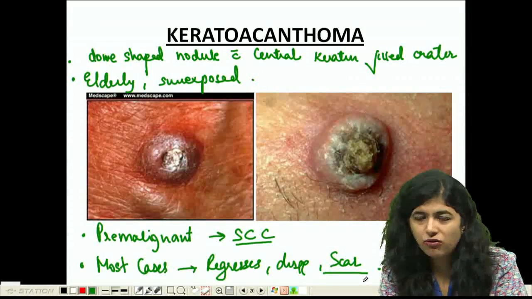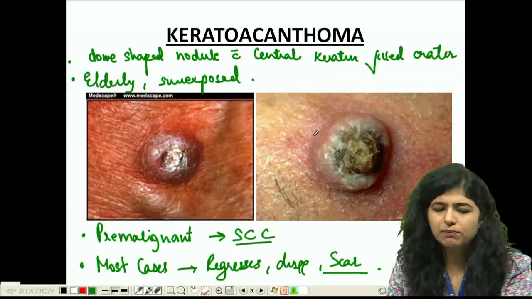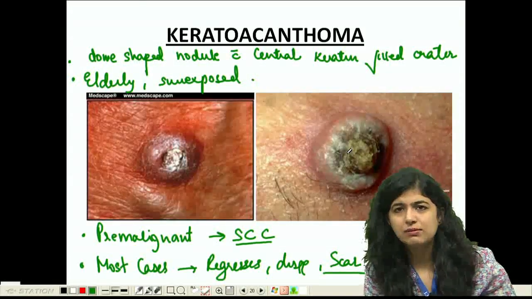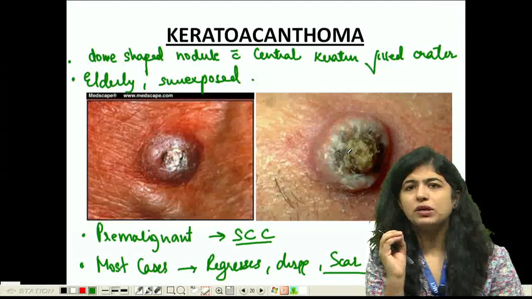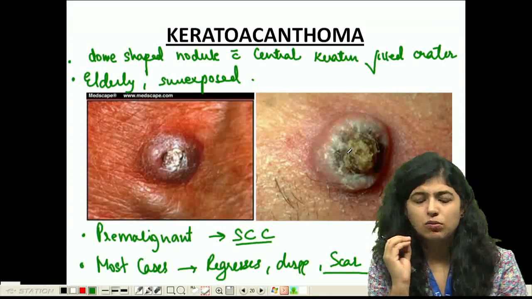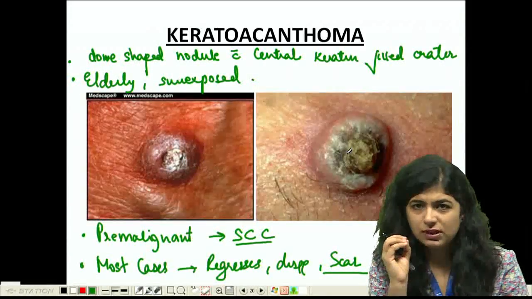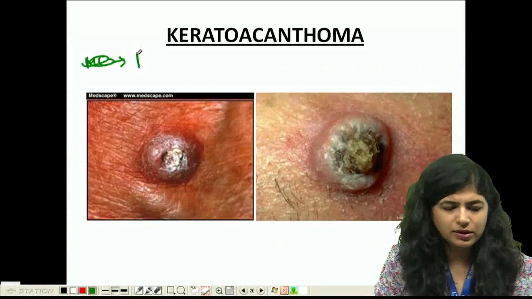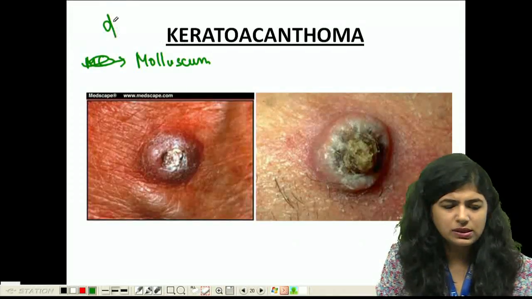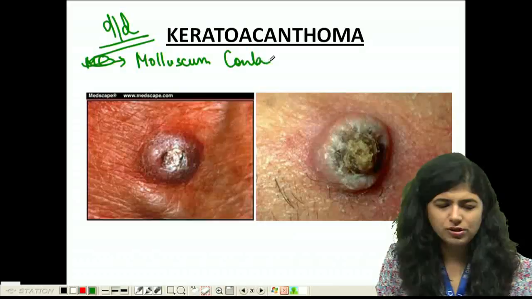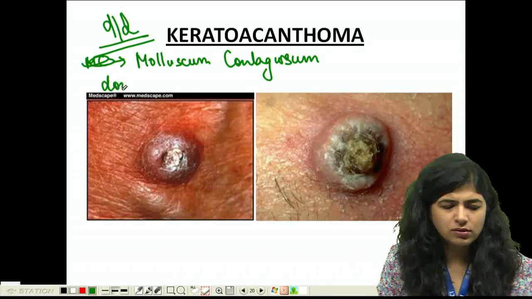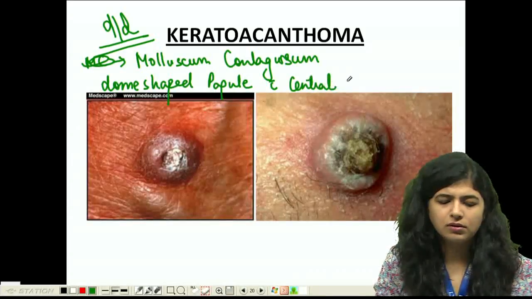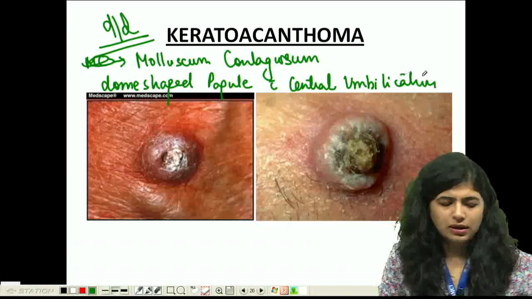Please see the image. It is asked in both image form as well as text. Identify the dome-shaped papule and a central crater. A very important differential when it comes in as an image-based question, you know, they give you the image and ask you to identify, is molluscum contagiosum. That is also a dome-shaped papule, but it has a central umbilication.